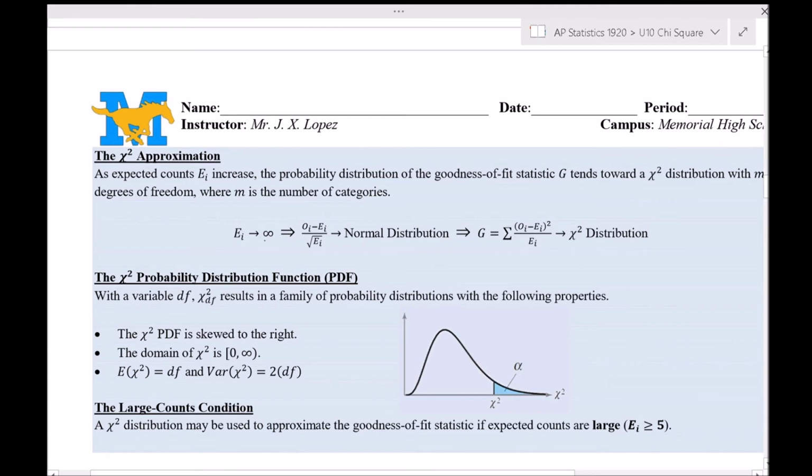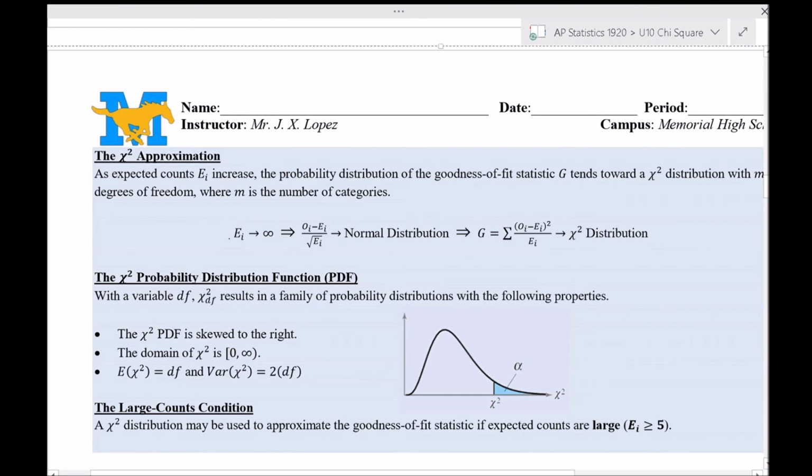If that number e is getting bigger and bigger, this quantity, O minus e over the square root of e, is tending towards a normal distribution. That's like a z-score. That's the z-score for the chi-square test. That quotient is going towards a normal distribution as the expected counts get larger and larger. And if that's the case, then this sum tends towards a chi-square distribution. There's a mathematical theorem for that, and that's not something we prove because that requires way higher order mathematics, heavy calculus. I've only ever seen that proof once, but I've never actually done it myself.